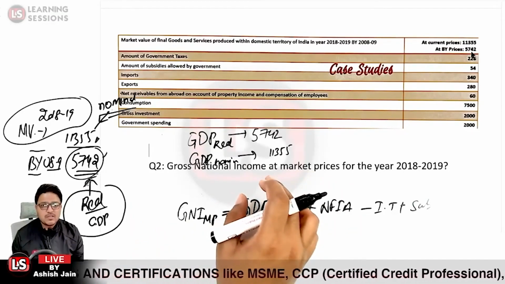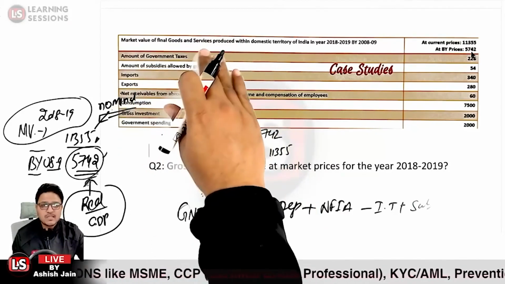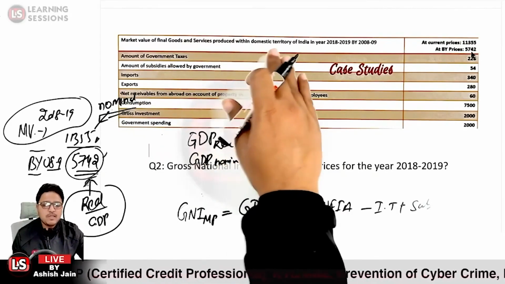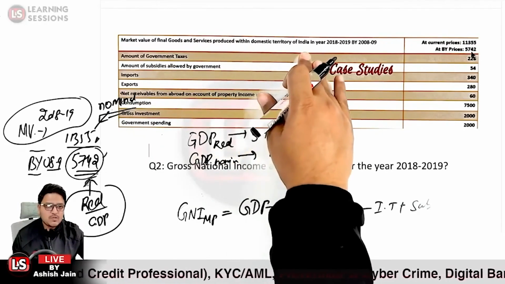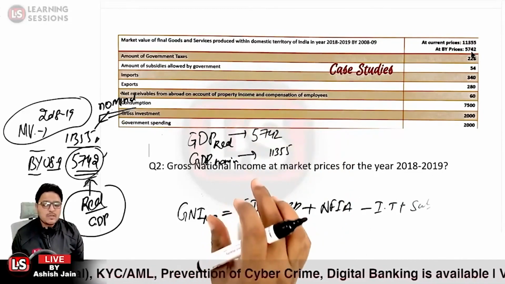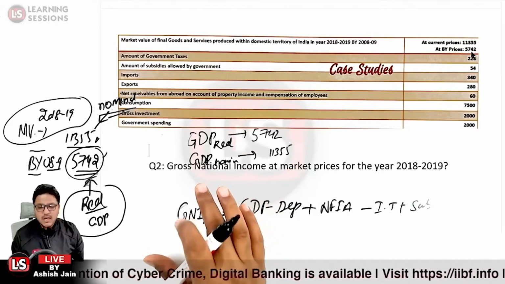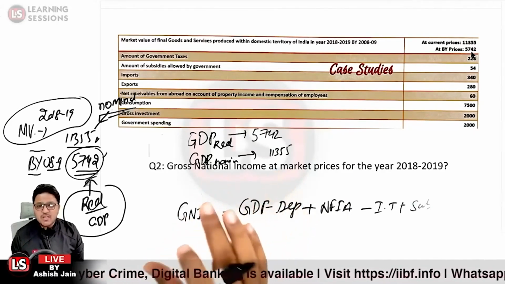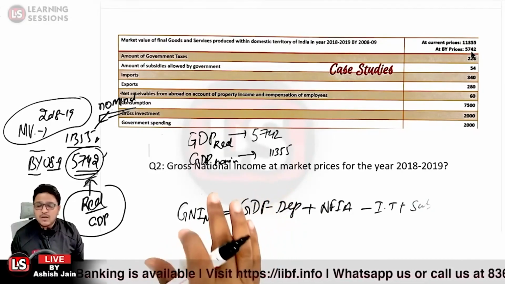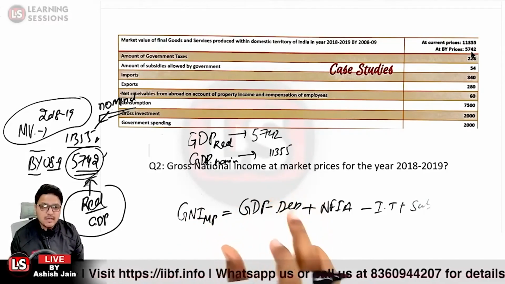It is clearly mentioned in this particular case, in the line over here, that market value of the final goods and services produced within the domestic territory. So when we say produced within the domestic territory, it is not considering the nationality. We are concerned only and only with the domestic territory, our territory itself.